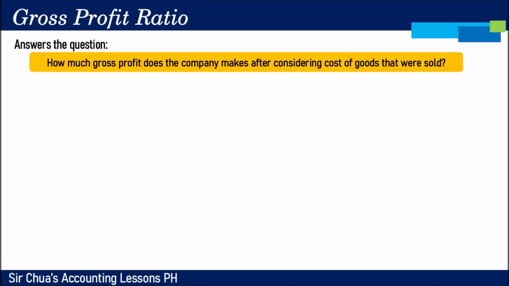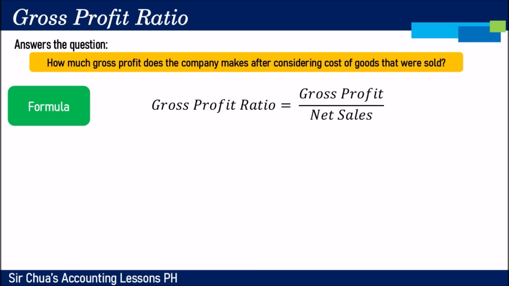Ilang percent ang tinubo natin sa pagbebenta? Remember, net sales minus cost of goods sold is tubo, di ba? Gross profit is tubo, okay? So your formula is you simply divide your gross profit to your net sales. And seems familiar kasi ganyan lang din po yung ginagawa natin sa vertical analysis, di ba? Ang net sales yung base natin. Ilang percent ng net sales natin yung naging tubo, okay?